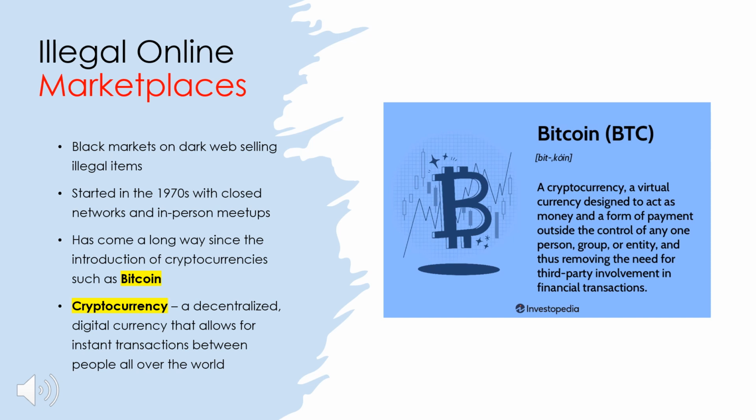Cryptocurrency is a decentralized digital currency that allows for instant transactions between people all over the world. It's basically private money. It cuts out the third-party involvement. And on the right here, you have the definition for Bitcoin, which is a cryptocurrency, a virtual currency designed to act as money and a form of payment outside the control of any one person, group, or entity, and thus removing the need for third-party involvement in financial transactions, which makes it perfect for criminals on the dark web.